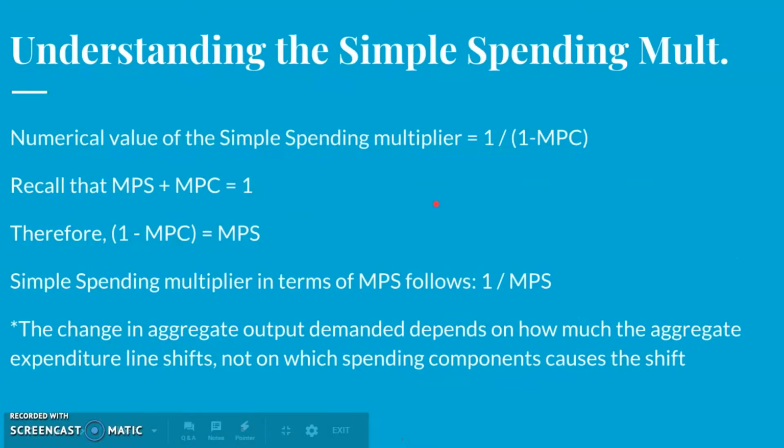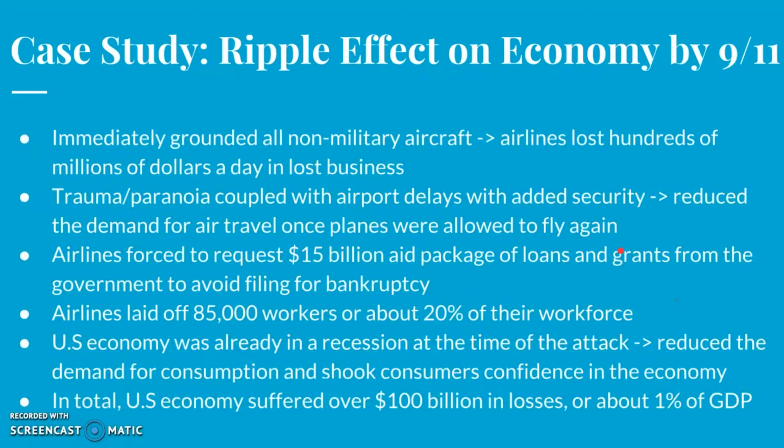So, understanding the simple spending multiplier, its numerical value is 1 over 1 minus the MPC. And recall that MPS plus MPC always equals 1. So therefore, 1 minus the marginal propensity to consume equals the marginal propensity to save. And the simple spending multiplier in terms of the MPS is 1 over the marginal propensity to save. And the change in aggregate output demanded depends on how much the aggregate expenditure line shifts, not on which spending components cause the shift.